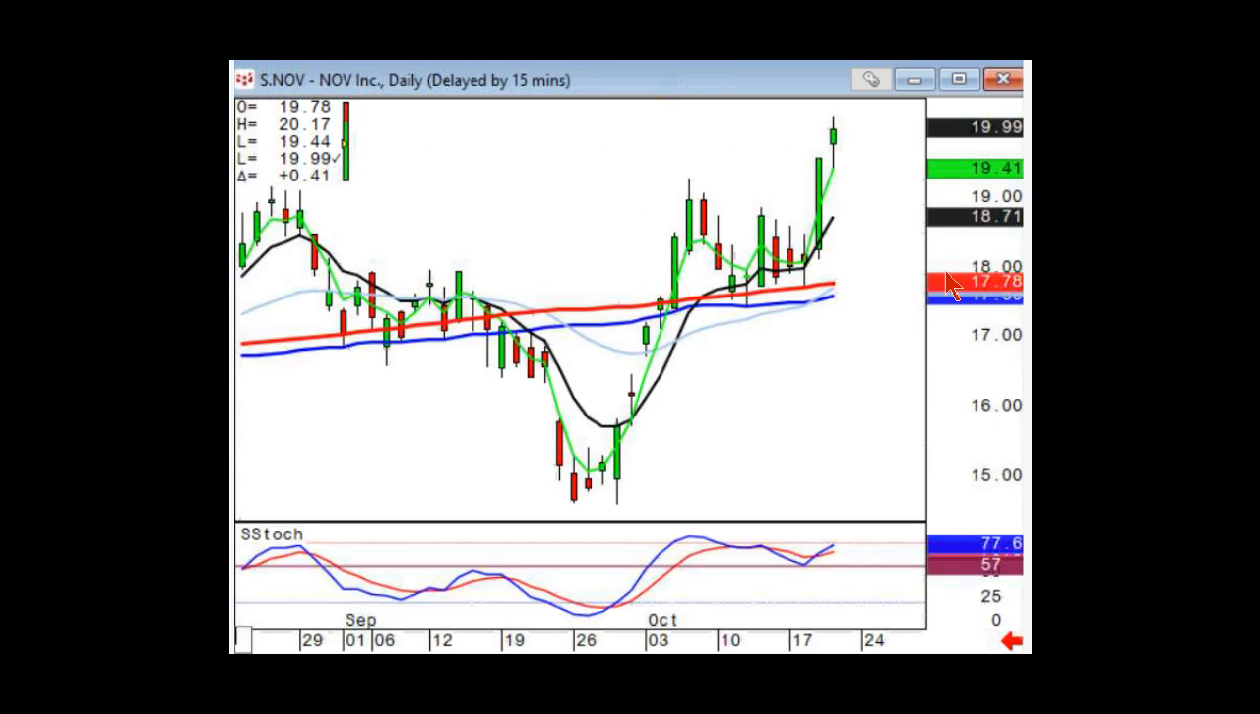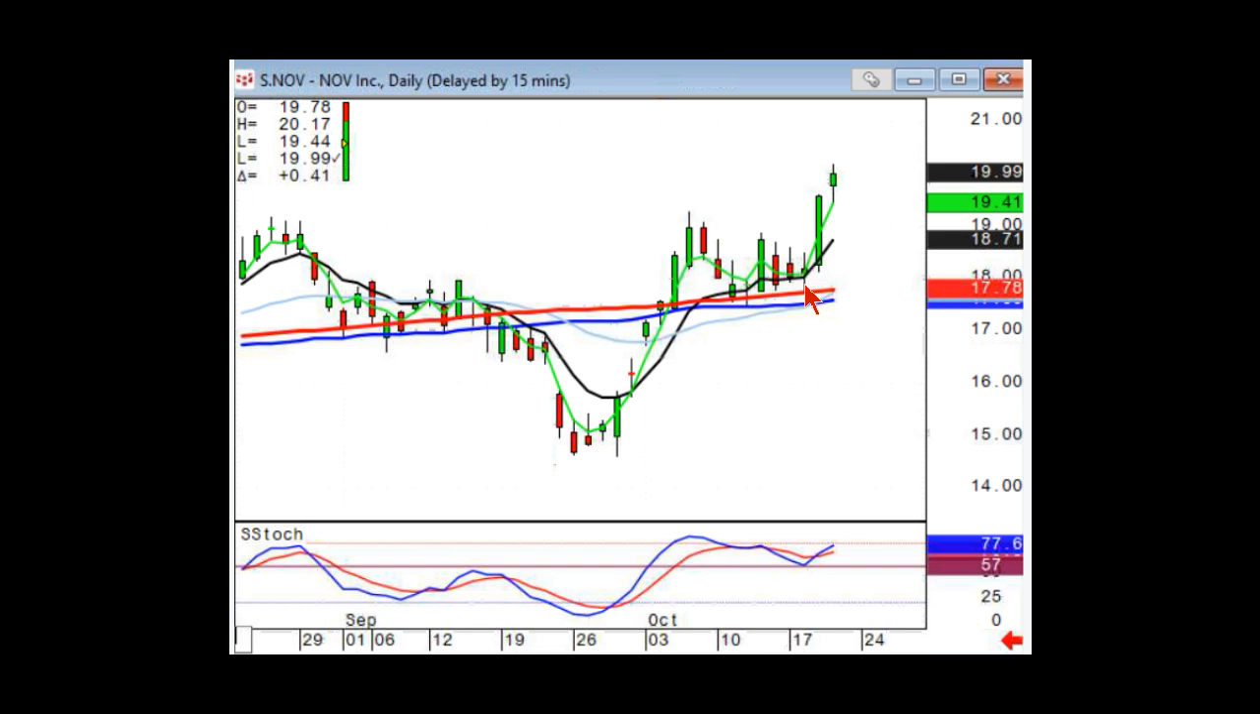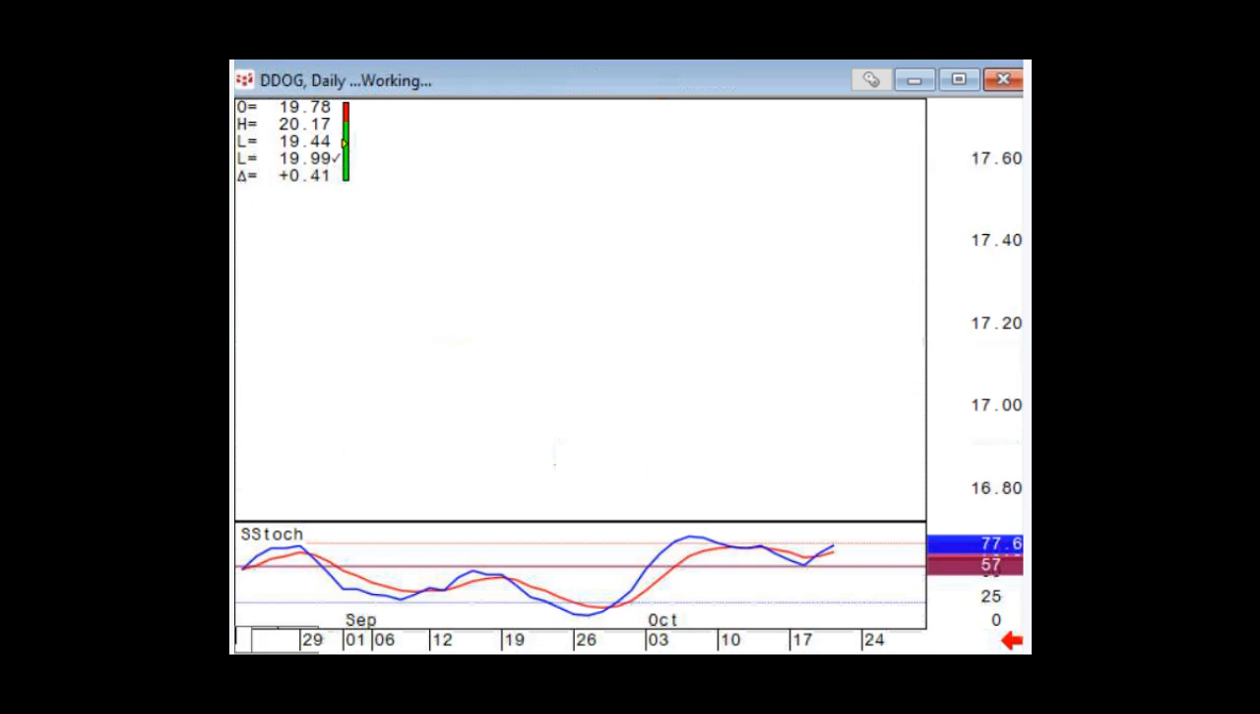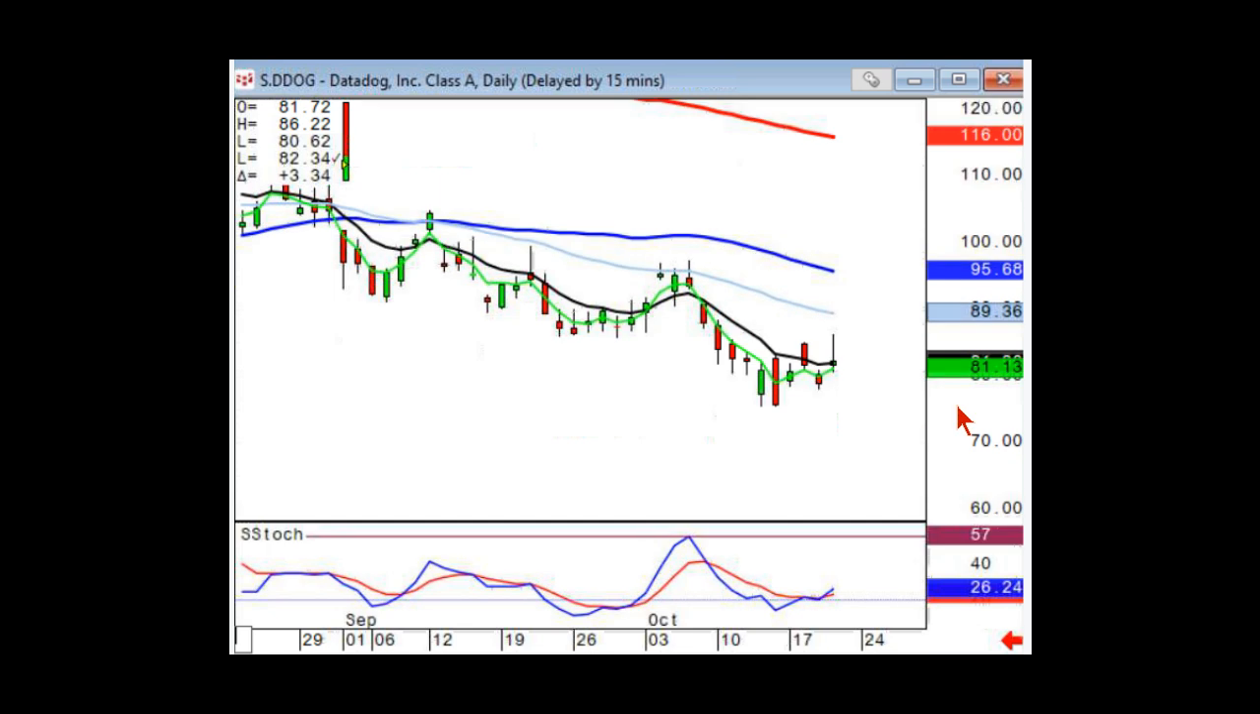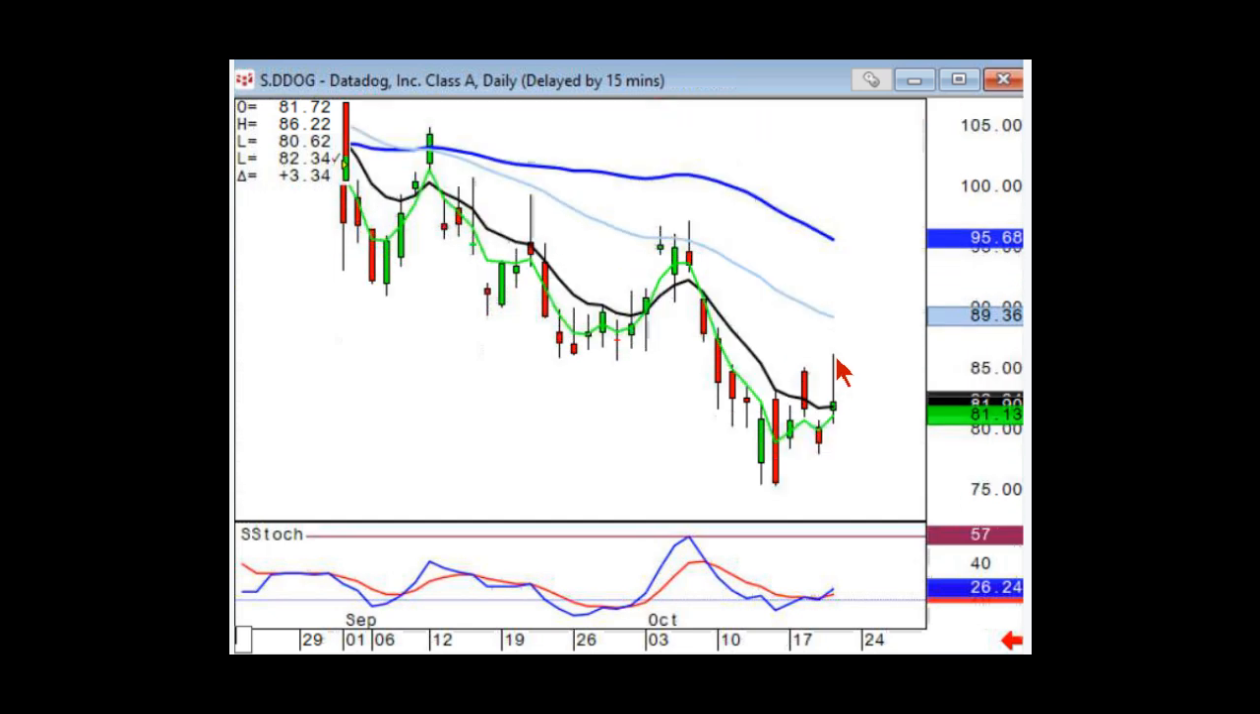Here's another one, NOV. You can see the obvious support of the J-hook pattern off the moving averages, off the T-line, through this level. That's another one that can be bought on positive trading tomorrow. D-Dog was pointed out today, but that was another one, just like NVIDIA, that when it was trading up here, that was a good, strong, bullish chart. But that's why you always have to see what they do by the end of the day.